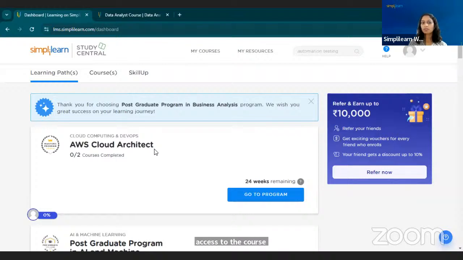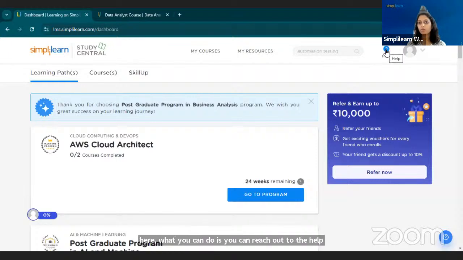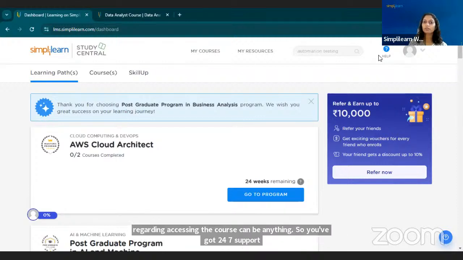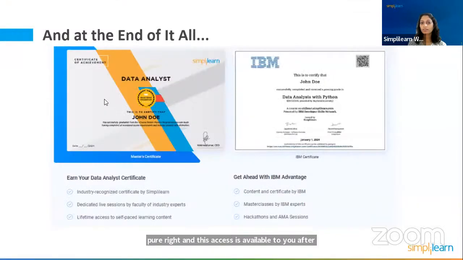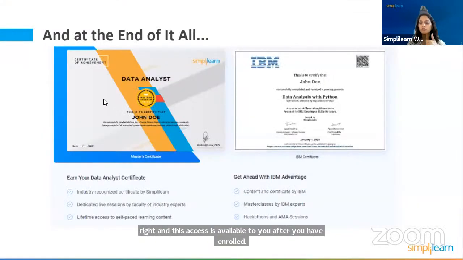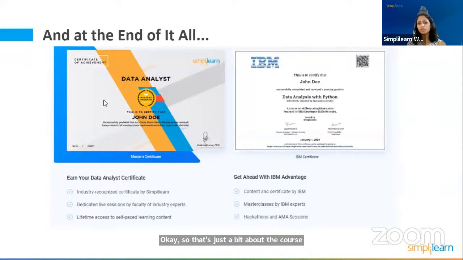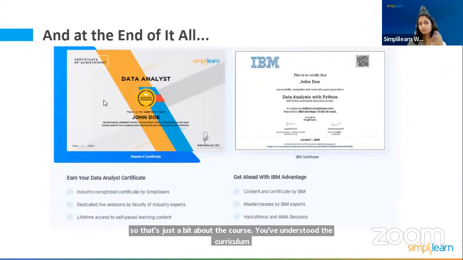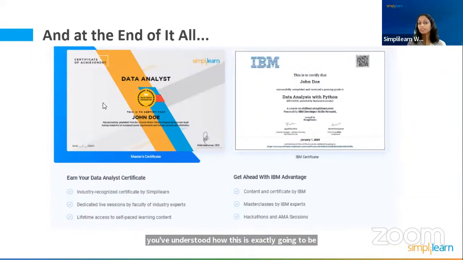Here, you can reach out to the help section for any queries regarding your progress, or regarding accessing the course. It can be anything. So you've got 24/7 support here, right? And this access is available to you after you have enrolled. Okay, so that's just a bit about the course. You've understood the curriculum. You've understood how this is exactly going to be your catalyst to becoming a data analyst.